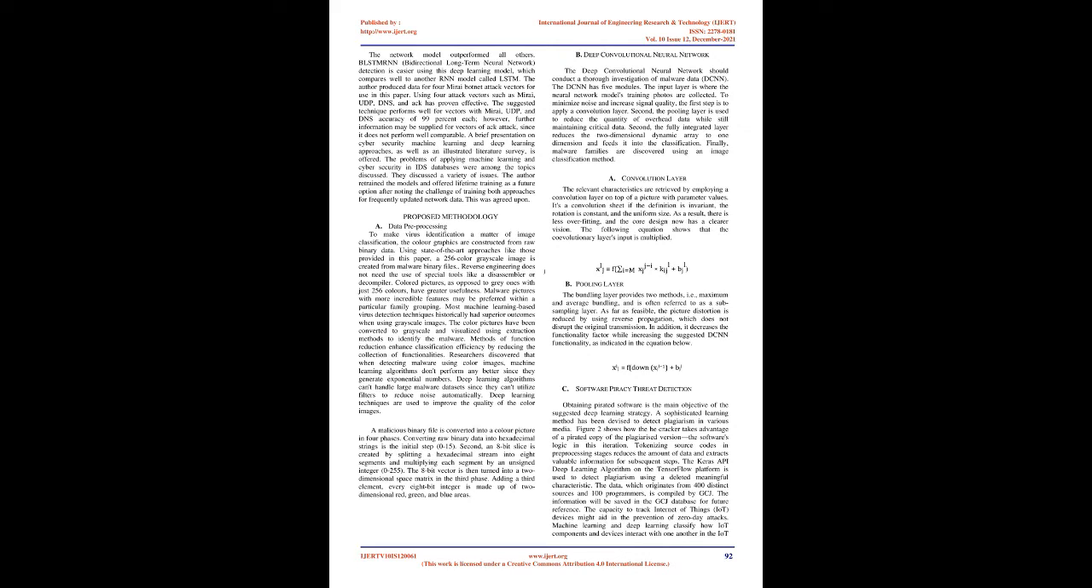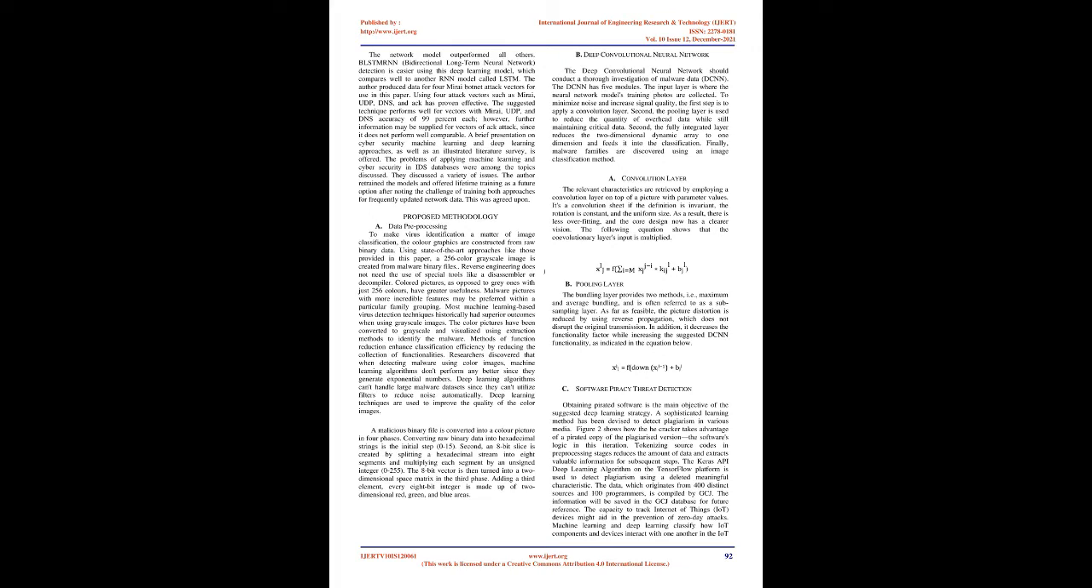Most machine learning-based virus detection techniques historically had superior outcomes when using grayscale images. The color pictures have been converted to grayscale and visualized using extraction methods to identify the malware. Methods of feature reduction enhance classification efficiency by reducing the collection of functionalities. Researchers discovered that when detecting malware using color images, machine learning algorithms don't perform any better since they generate exponential numbers. Deep learning algorithms can't handle large malware datasets since they can't utilize filters to reduce noise automatically. Deep learning techniques are used to improve the quality of the color images.